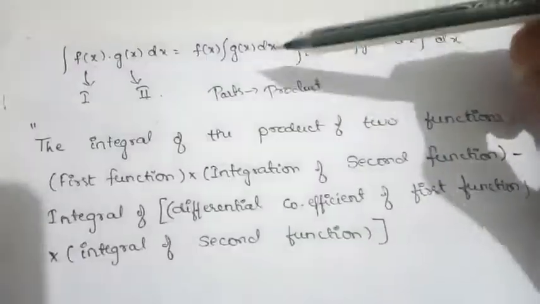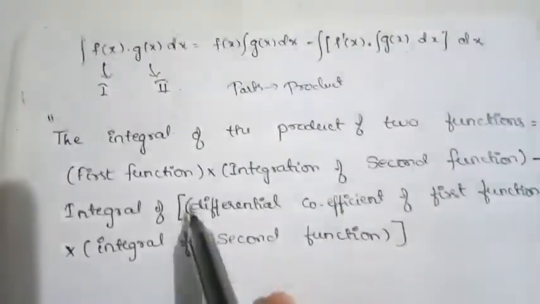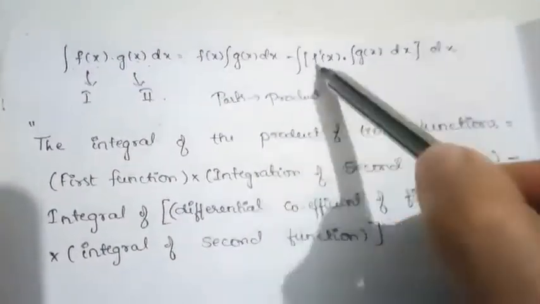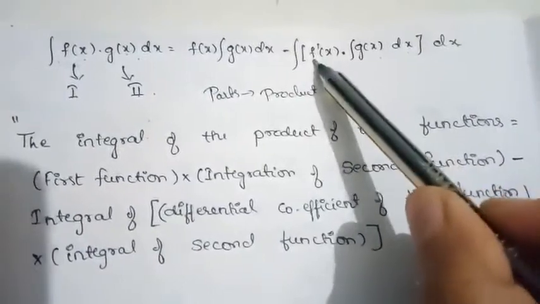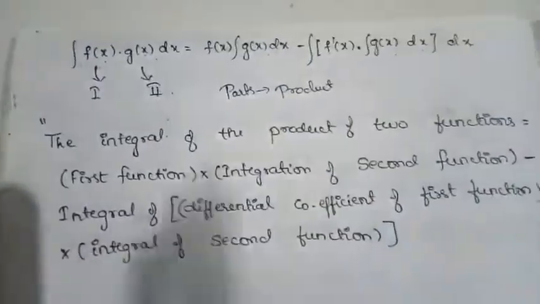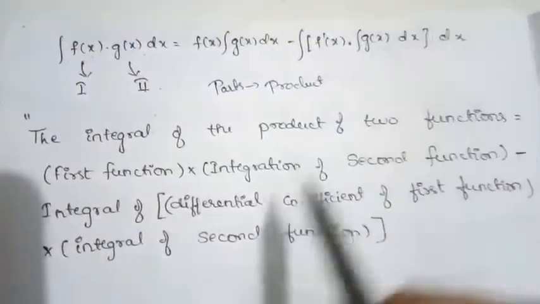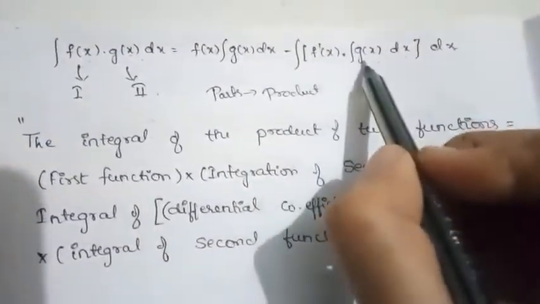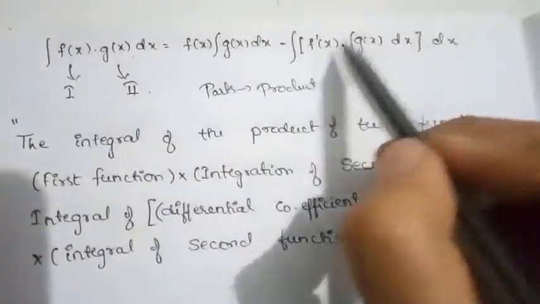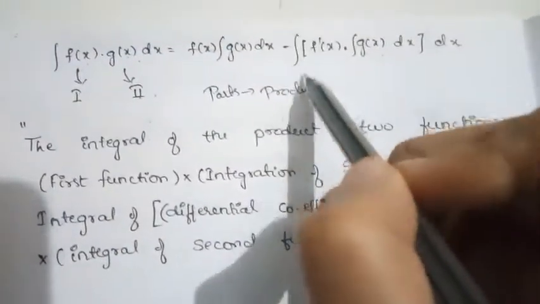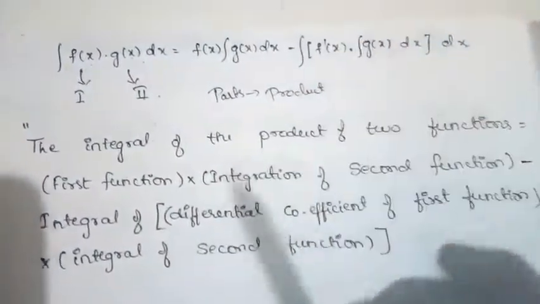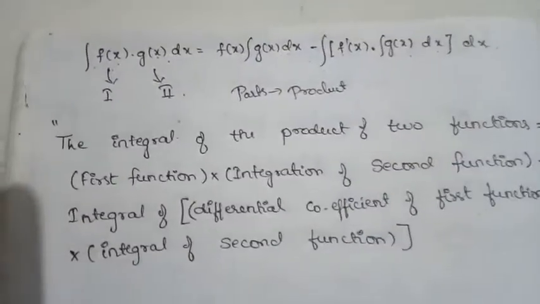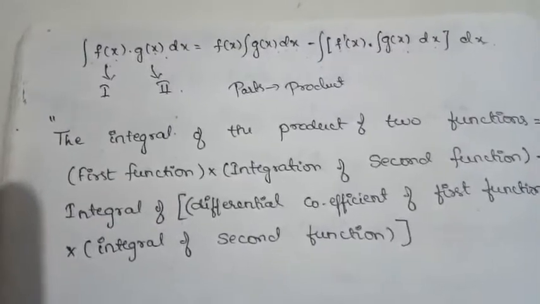minus the integral of a big bracket. Inside the big bracket we have the differential coefficient of the first function into the integral of the second function. So first we get the differential coefficient of the first function and the integral of the second function, multiply them, and then integrate that product. So this is how the formula of integration by parts is.